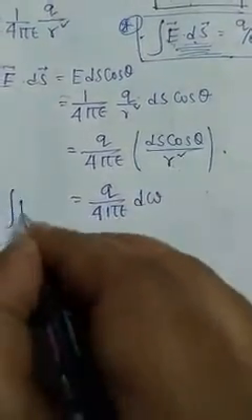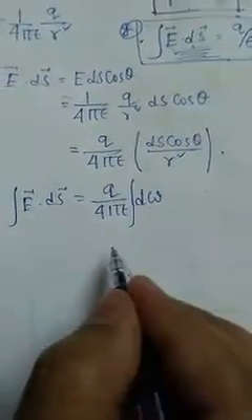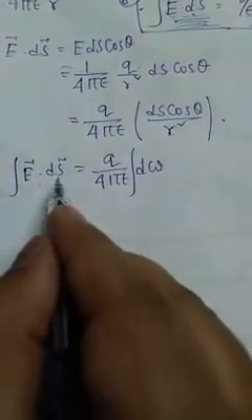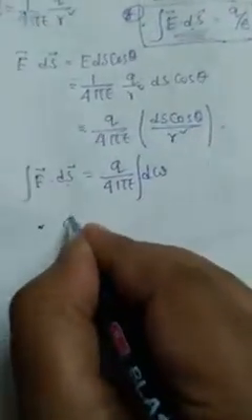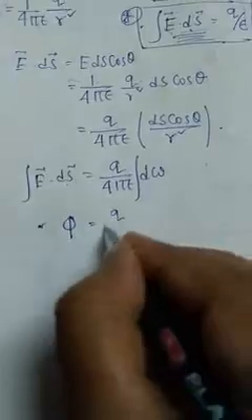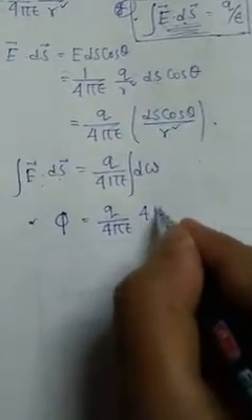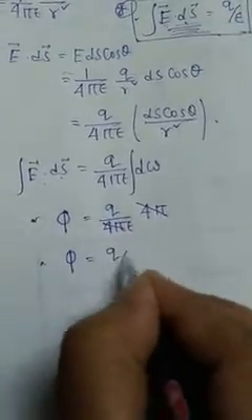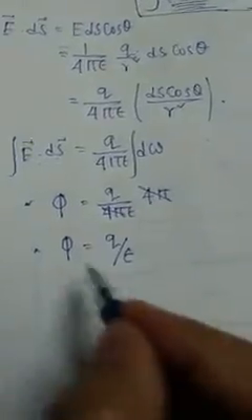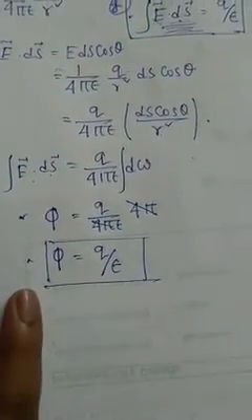Now integrate both sides, E dot ds and this d omega. So this E dot ds, that is equal to phi, we already got, and q by 4 pi epsilon as it is, and the integration of d omega I have told you is equal to 4 pi. So we can cut this out. So what we are getting, phi equal to q by epsilon. So this is the proof of Gauss law, and this is very much important.